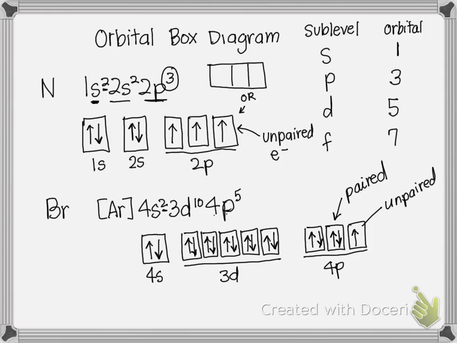So how you can think of orbital box diagrams is as a picture. And you do have to remember, though, that S has 1, P has 3, D has 5, F has 7, because that tells you how many boxes. I can't imagine doing anything with F, so don't worry about that.